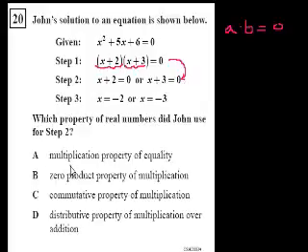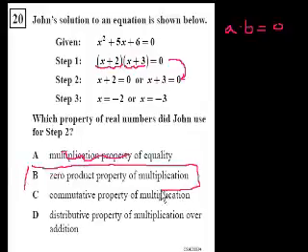So let's see, what do they call it? Multiplication property of equality. I don't even know what that means. Zero property of multiplication. This seems like the closest one so far, that anything times 0 is 0. Or that for two things to be multiplied to equal 0, at least one of them has to be 0. And that's what this is right here.